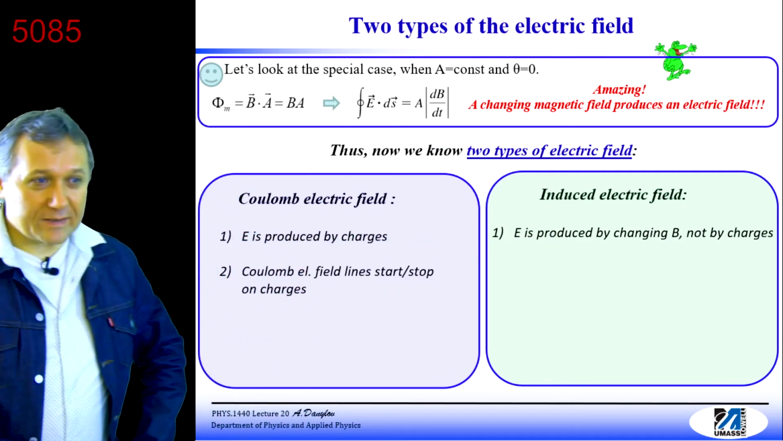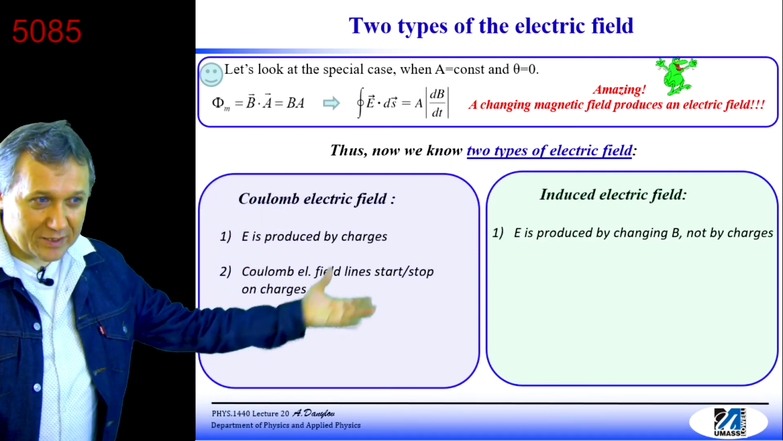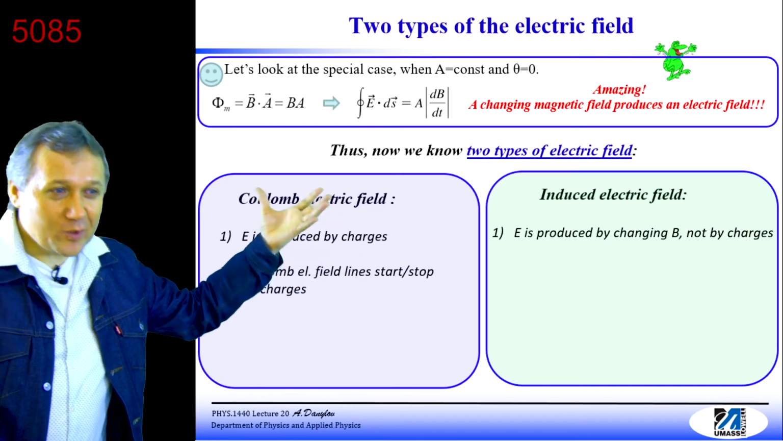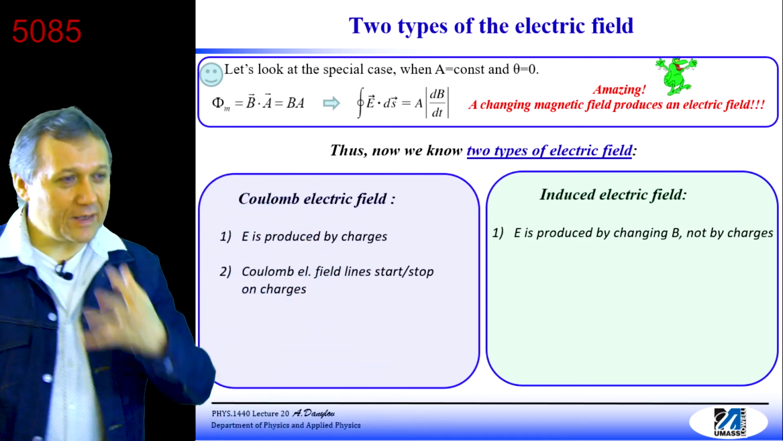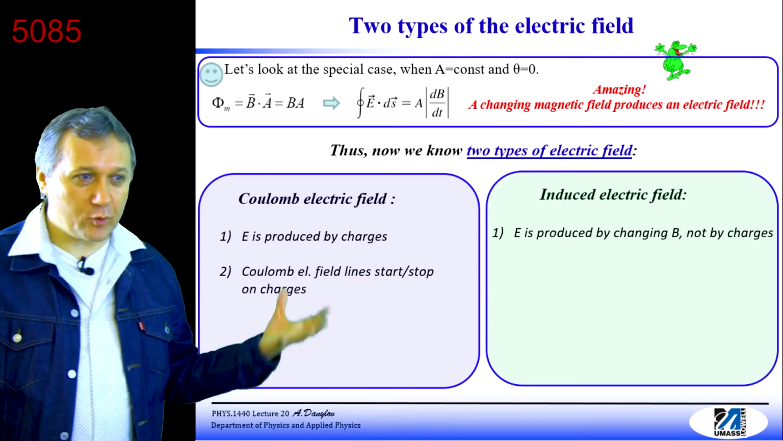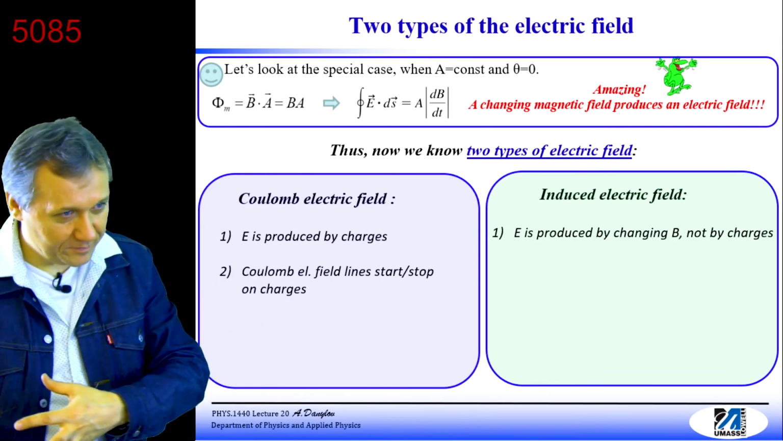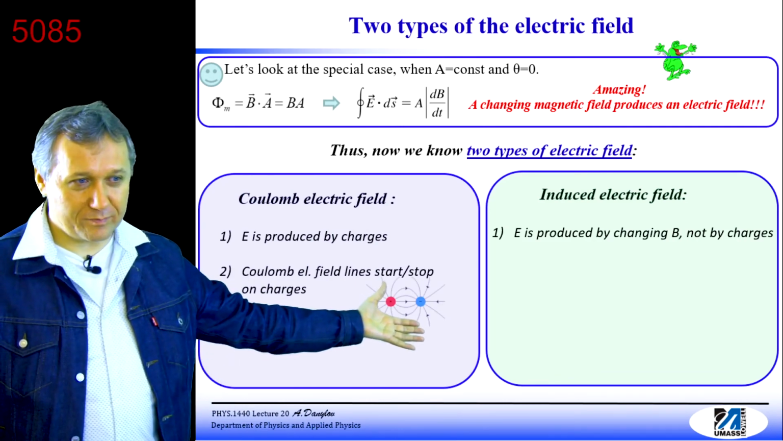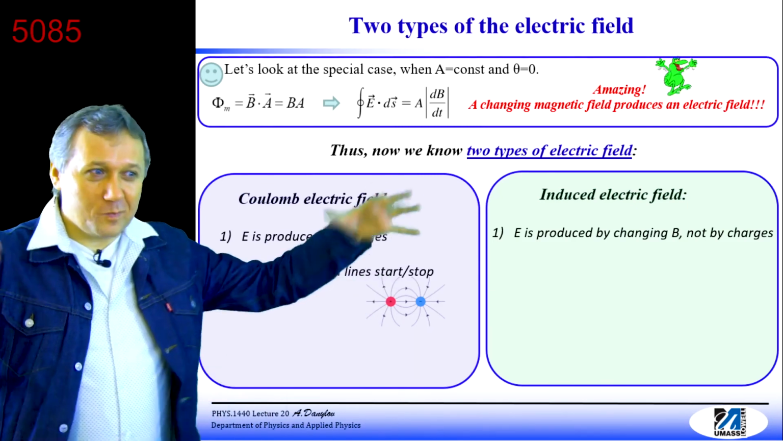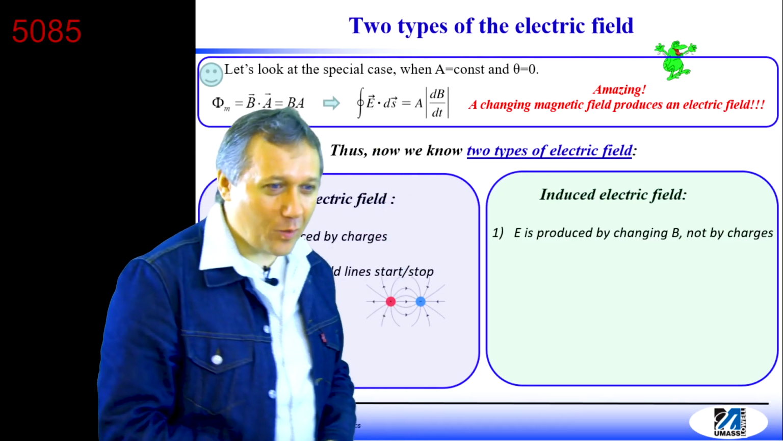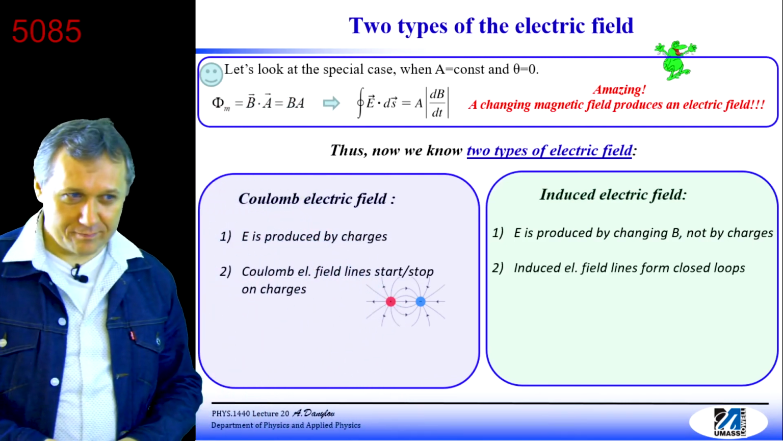Right. Second, about the electric field lines. You remember at the beginning of the semester, Coulomb electric field lines, they start on positive charges and end on negative charges. All the time Coulomb electric fields, they have beginnings and they have ends, right? Okay, you remember those pictures, right? Induced electric field, no beginnings, no ends. All the time they form closed loops.